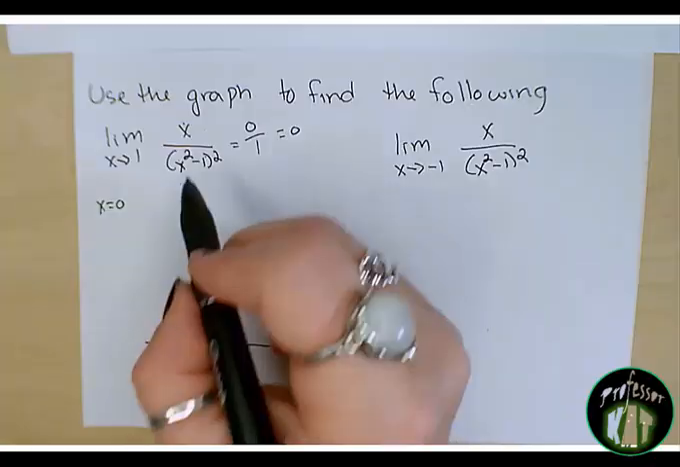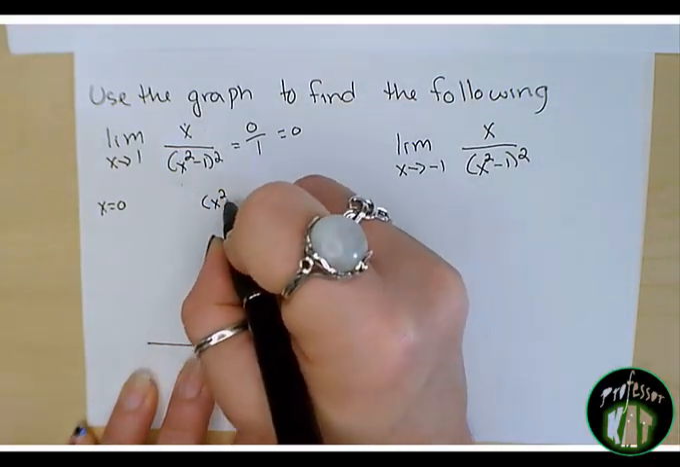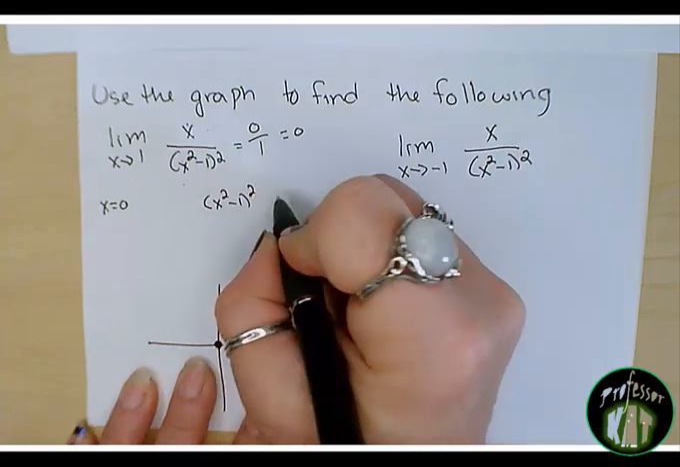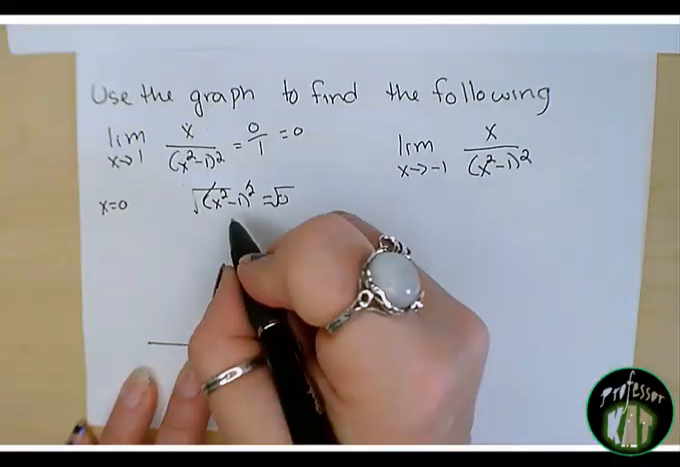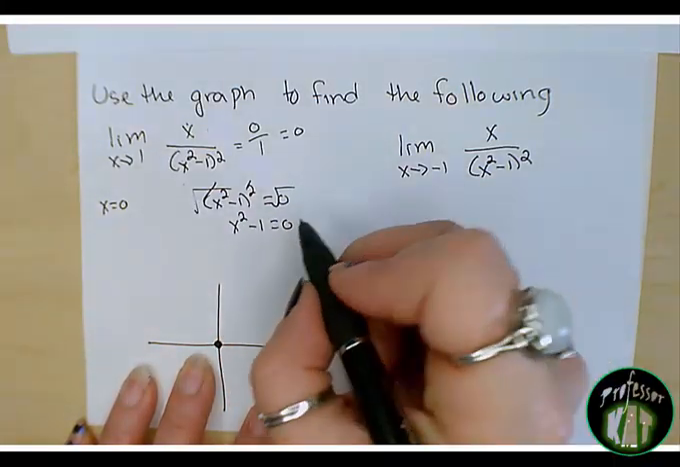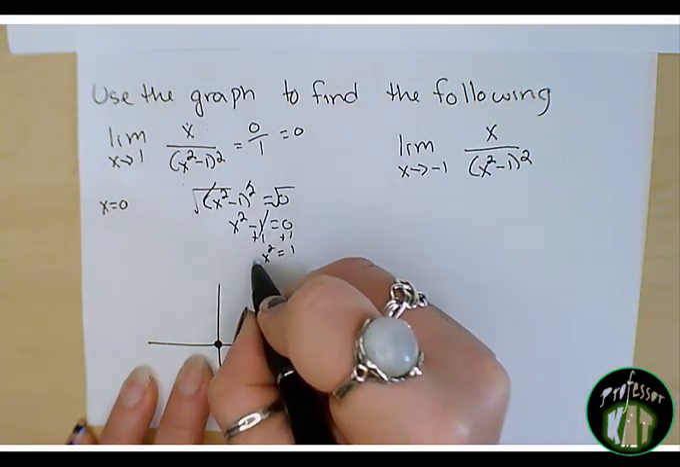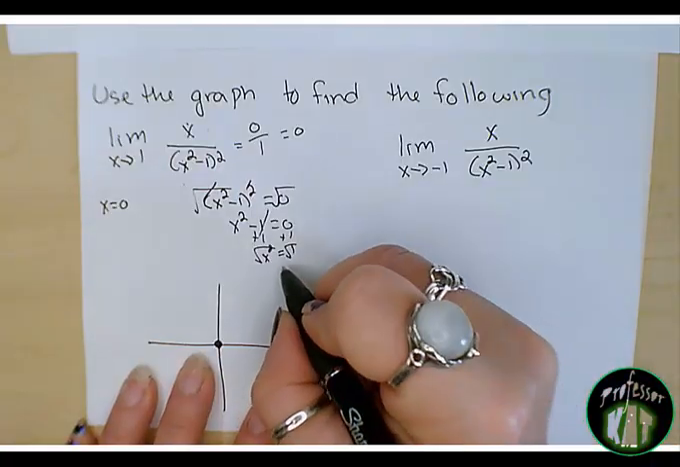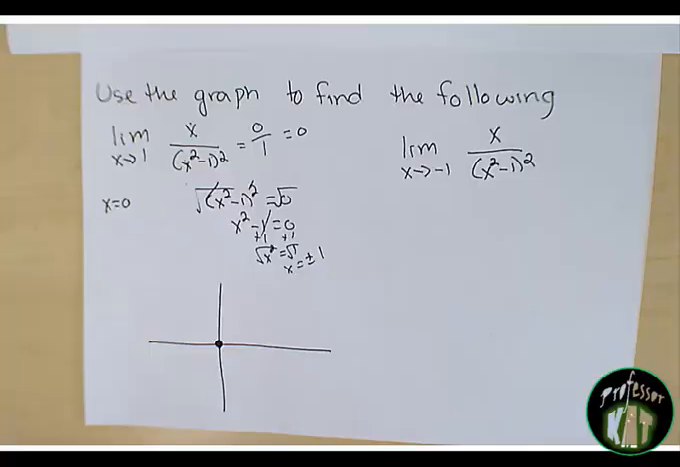Vertical asymptotes: you want to take your denominator, set that equal to 0 and solve. So we would take that quantity, x squared minus 1, squared, and set that equal to 0. Take the square root of each side to give us x squared minus 1 is equal to 0. Add that 1 to the other side, giving us x squared is equal to 1. Taking the square root of each side gives us that x is equal to plus or minus 1.